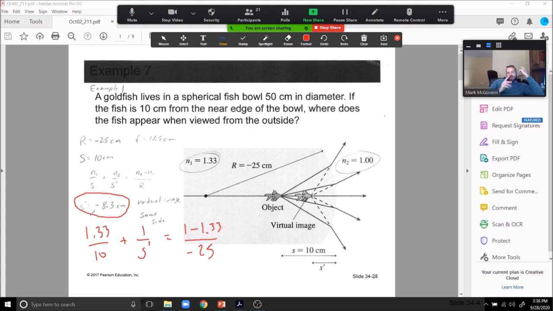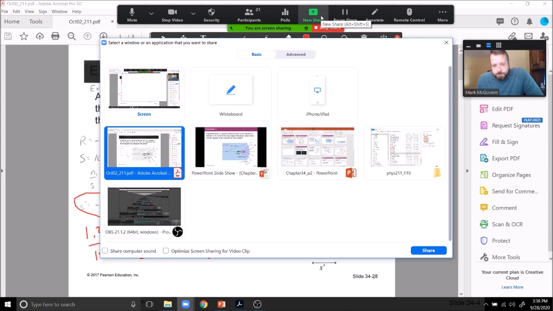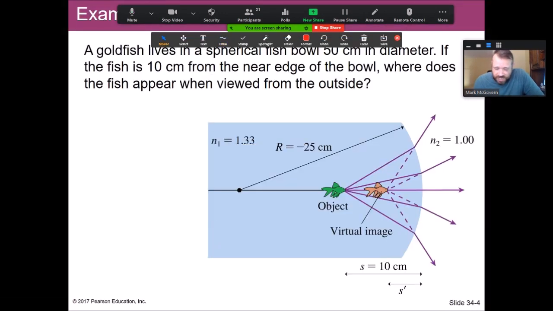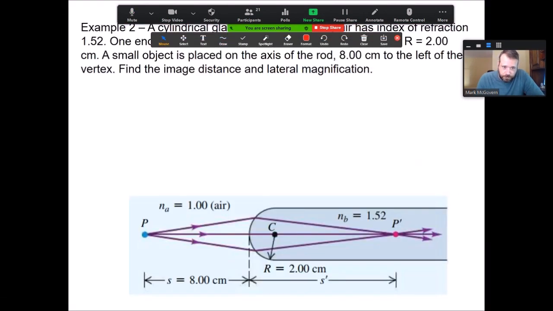Fantastic. Let's keep chugging along. Let's keep going. Bam. Wow, we got another one right off the bat here. Oh, let's look at this.